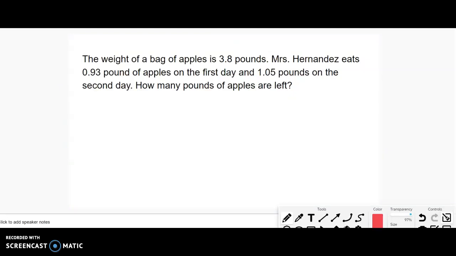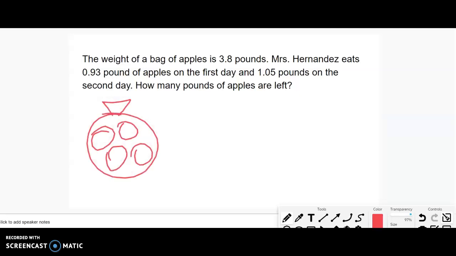All right, first problem. The weight of a bag of apples is 3 8/10 pounds. Mrs. Hernandez eats 93/100 pound of apples on the first day and 1 5/100 pounds on the second day. How many pounds of apples are left? So we have this bag, has some apples in it, probably about 4 apples because apples usually weigh about a pound. Okay, she eats some on the first day, so she takes it out, she eats it, num num num.